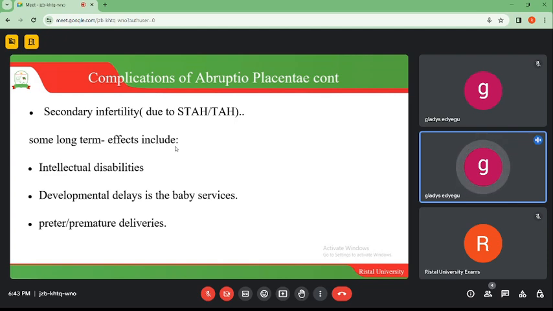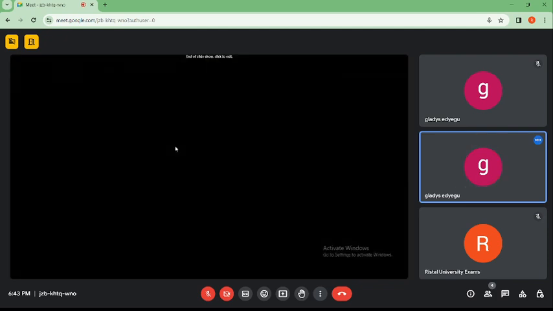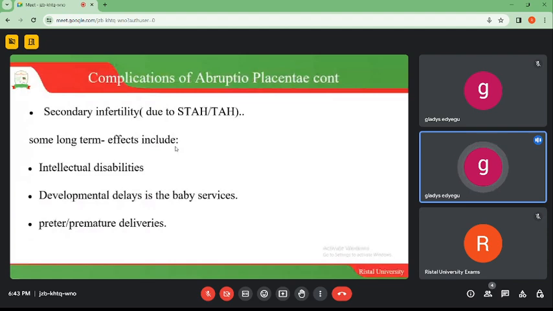Then preterm and prematurity deliveries. Some of them have ended up delivering premature babies because when the placenta separates, the mother cannot continue with the pregnancy, but the baby has to be delivered. So preterm and prematurity deliveries are also common due to abruptio placenta. And that is the end of our session for today.